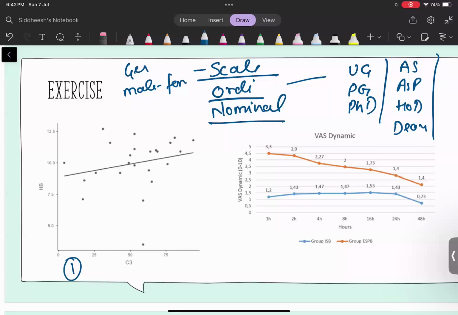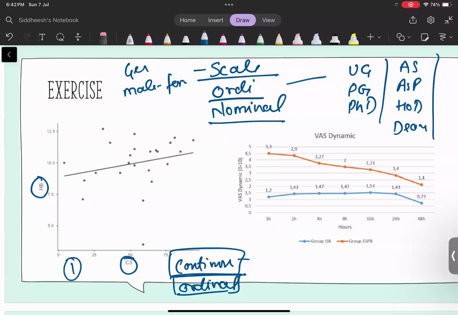Okay, let me unmute yourself. Now for the scatter plot, either you need data in the continuous variable or you should take data in the ordinal category. But at least one should be continuous. Otherwise, the best preference is that both should be continuous. Here we are taking C3 percentage and hemoglobin percentage.